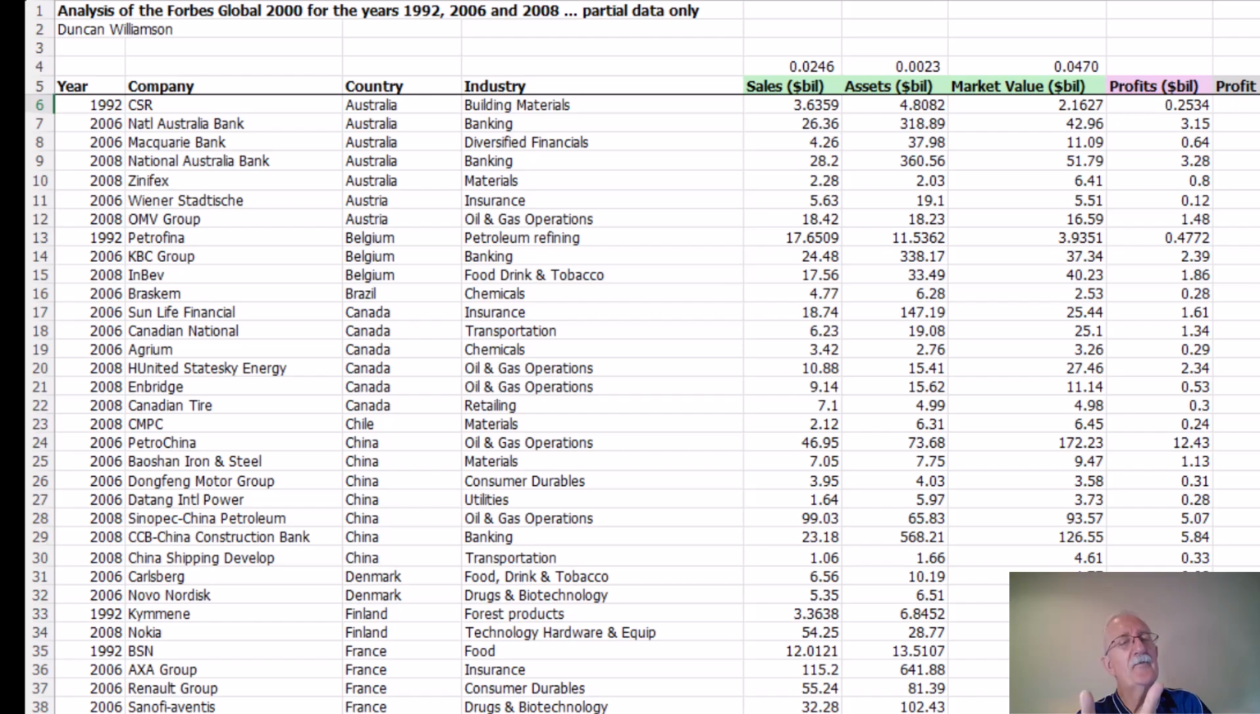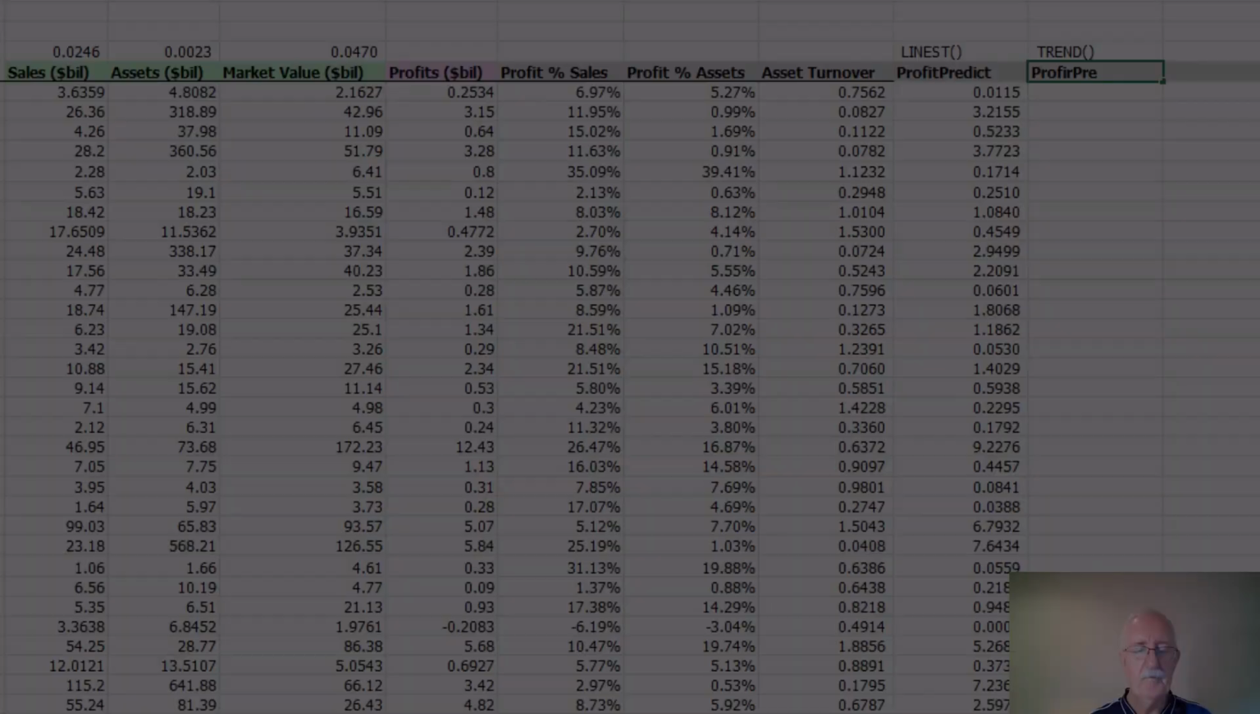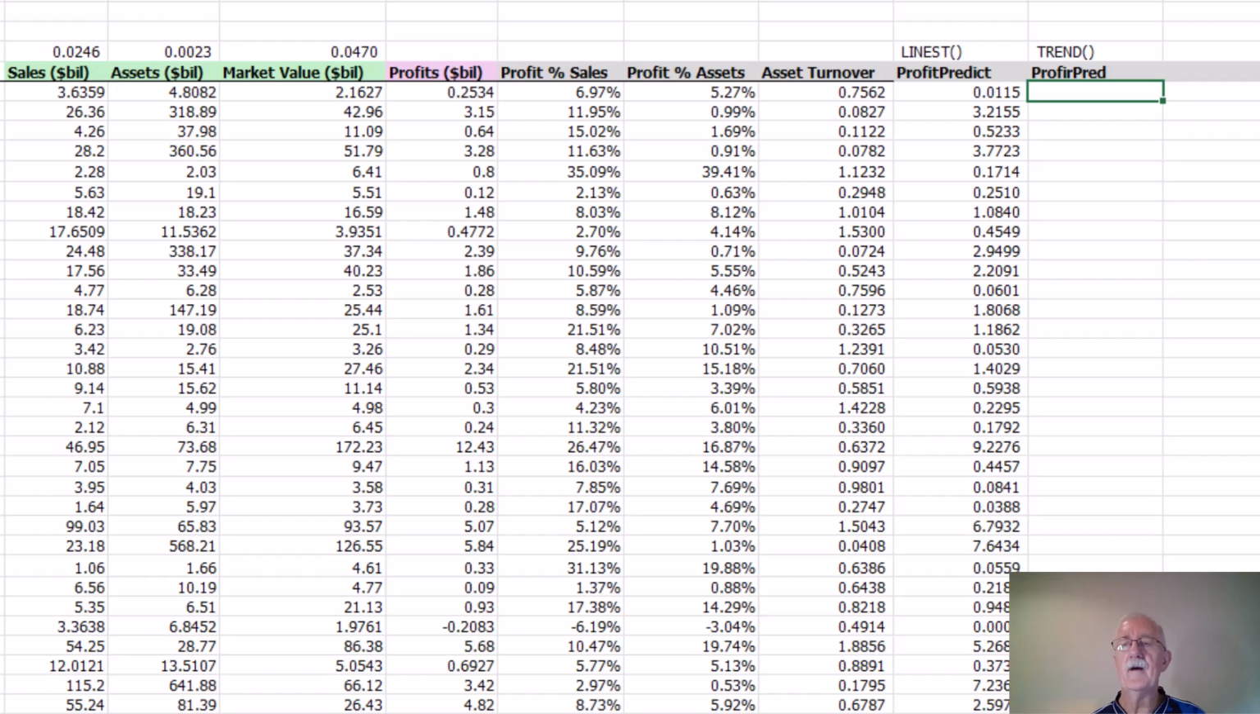But here's the real purpose of this video. I've shown you how to use the LINEST function, but watch this. Profit prediction again. The trend function uses linear regression in the same way that the LINEST function does, in the same way that the slope and the intercept functions do, and so on and so on. But it does it this way.